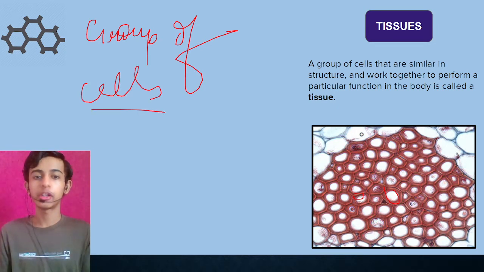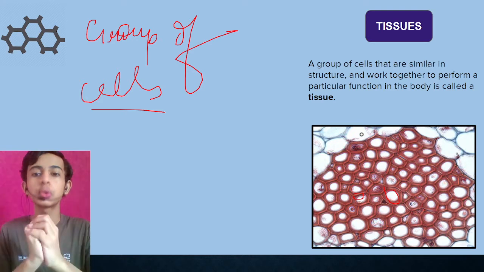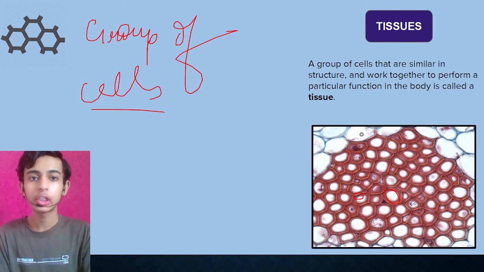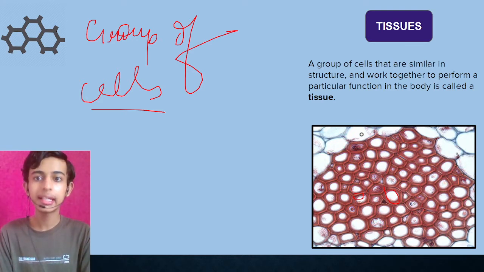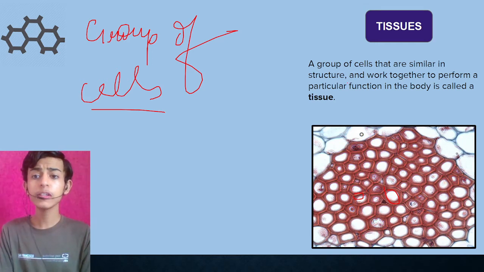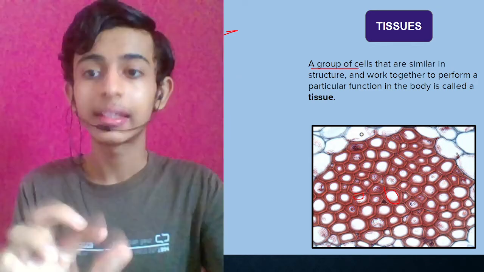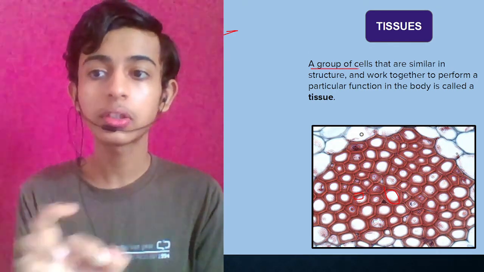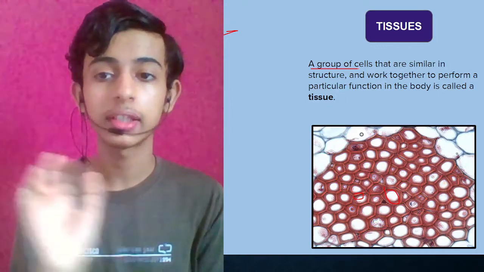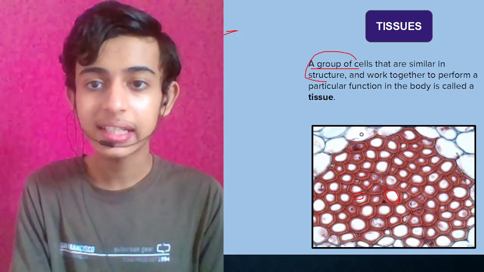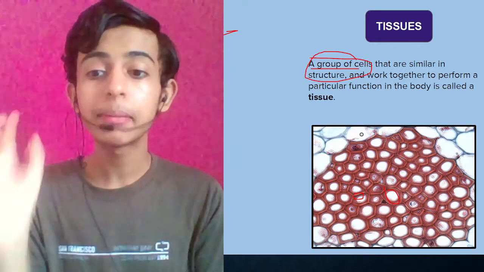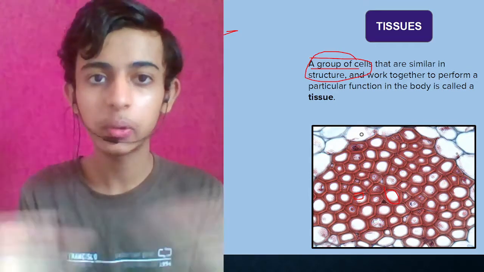Let's say you and your friends are individual persons, but when you come together in a group, you become a team, right? In a cricket team, there are individual players. Same over here. Tissue means a group of cells that are similar in structure and work together to perform a particular function in the body. So they are a group of cells, number one. Similar in structure means physically they look similar.